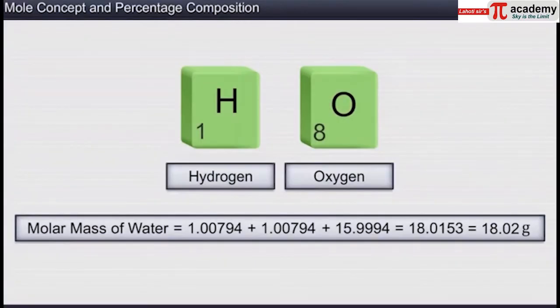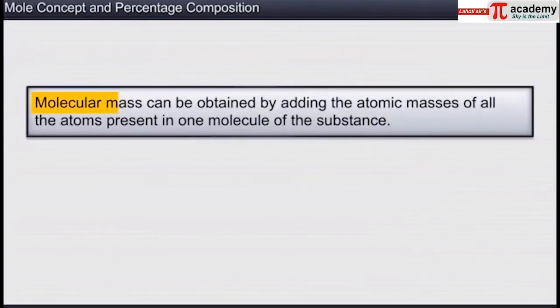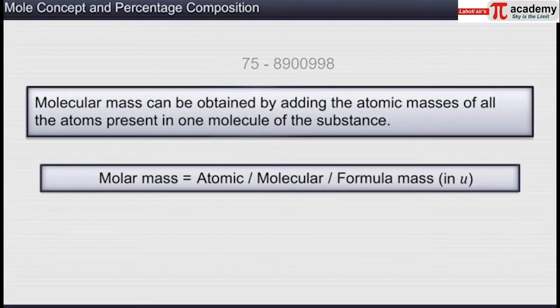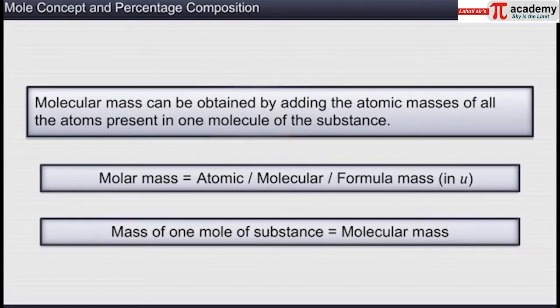If we add the atomic masses of 2 hydrogen atoms and 1 oxygen atom, we get the molar mass of water as 18.02 gram. We've learnt that molecular mass of a substance can be obtained by adding the atomic masses of all the atoms present in one molecule of the substance. And the molar mass is numerically equivalent to the atomic or molecular or formula mass in U. Thus, we can conclude that the mass of 1 mole of any substance is equal to its molecular mass.